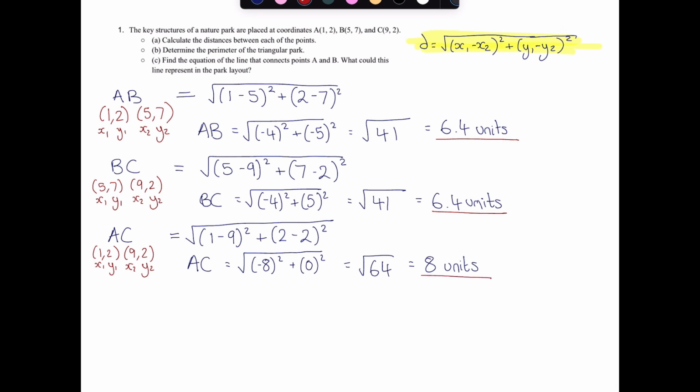Okay, so that is part A done. Okay, now on to part B. It asks us to determine the perimeter of the triangle. So you're going to want to add the 3 distances that you've just found. So perimeter is equal to AB plus BC plus AC. Okay, so if I fill in what I know, so P is equal to 6.4 plus 6.4 plus 8. So the perimeter is equal to 20.8 units.